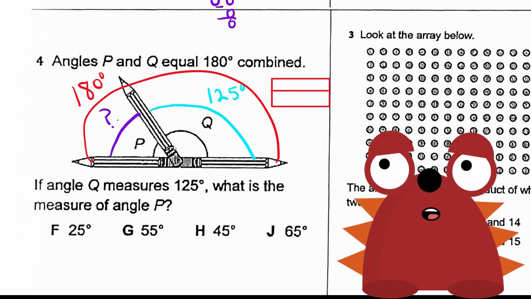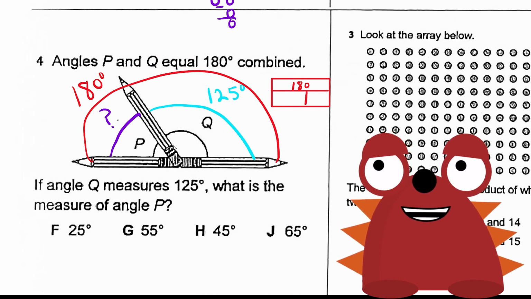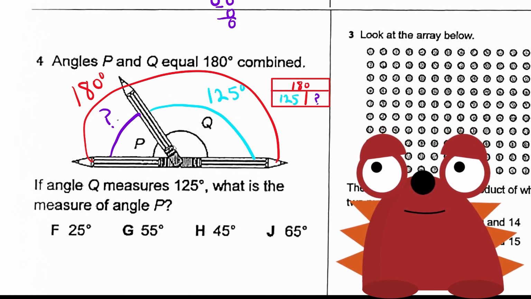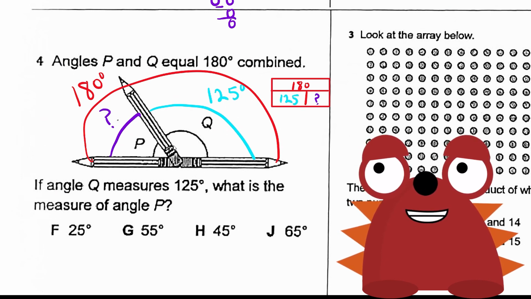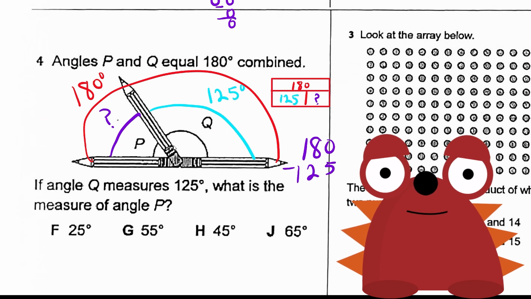And for the strip diagram, we are going to put 180 degrees in total, and then part of it is 125 degrees, and we're looking for the missing part. And if you remember, every time we're looking for that missing part in a strip diagram, we have to do what? Yes, if you said subtract, you are correct. You have to subtract if you're missing the part. So we're going to put here 180 degrees minus 125 degrees.